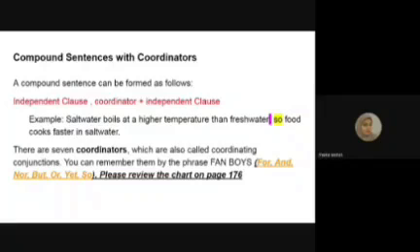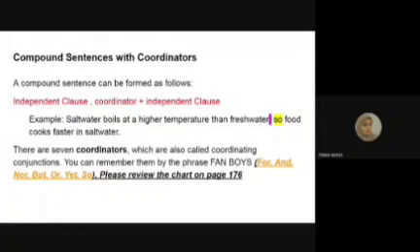So there are seven coordinators. You can use them according to the meaning. If you need to remember them, you can remember them as fanboys, okay? Fanboys. For, and, nor, but, or, yet, and so. We have only seven coordinators. So when you write the coordinators, you only need a comma. And the choice of the coordinator depends on meaning. For example, this sentence needs a result, so I use so. Okay? And of course you have a chart on page 176. You can review the chart for more information about coordinators.